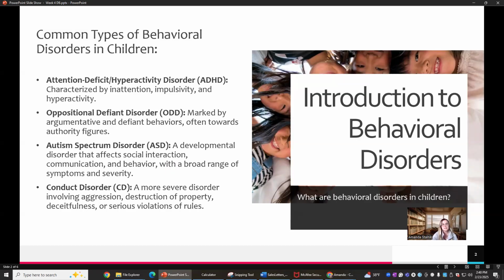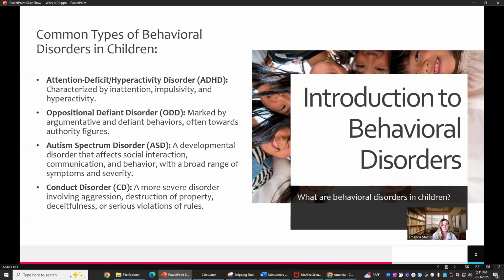So let's begin by discussing the types of behavioral disorders that are most commonly observed in children. These include attention deficit hyperactivity disorder, ADHD, oppositional defiant disorder, ODD, and autism spectrum disorder, ASD. These disorders are all characterized by different behavioral patterns, but what they share is the significant impact they have on a child's ability to function in typical environments like school, at home, and in social situations.